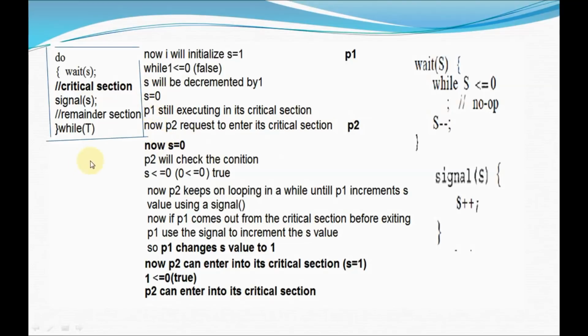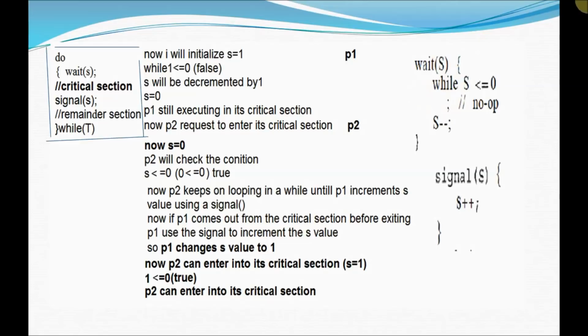Now what is the s value there? The s value is 0 because the s value was changed from 1 to 0 by P1. So P2 will enter the wait statement. What is the condition in the wait statement? While s is less than or equal to 0. Now what is the value of s here? 0 less than or equal to 0. True. The condition becomes true. So when the condition becomes true, what does P2 do? P2 keeps on looping in the while. P2 doesn't come out of the loop because the condition is true, right?